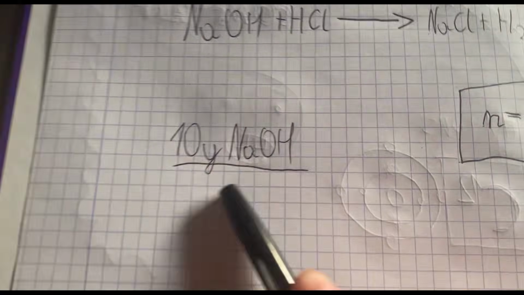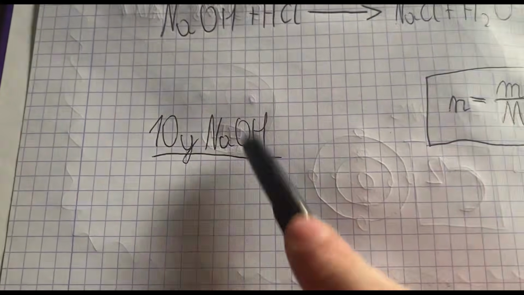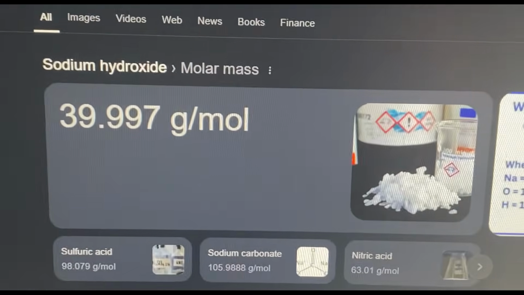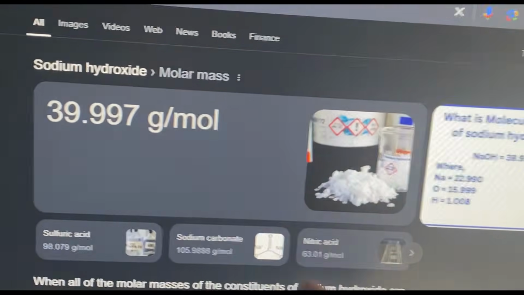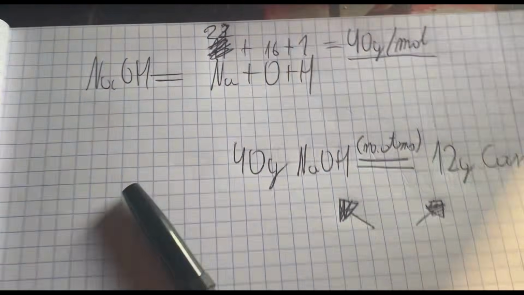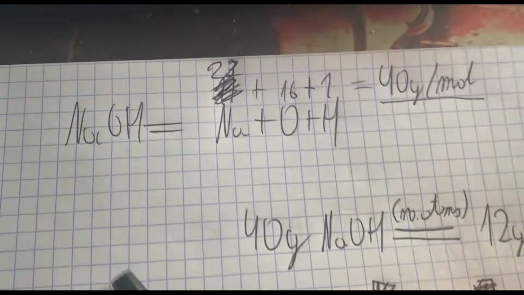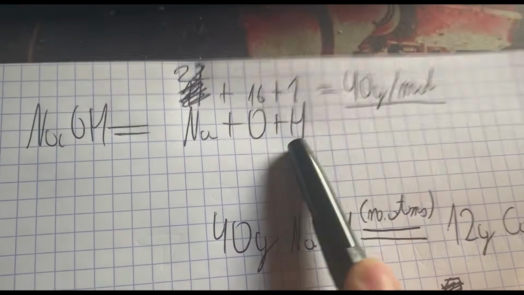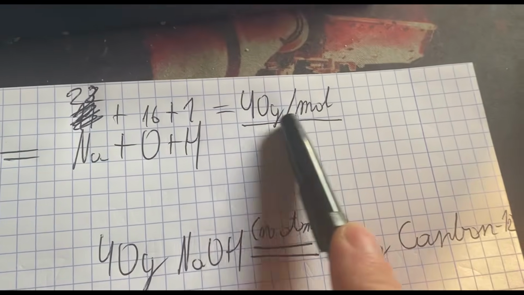Now let's say you have 10 grams of sodium hydroxide that you want to neutralize using hydrochloric acid. So first we're gonna go to Google and check out the NaOH molar mass. The molar mass is the sum of molar masses that comprise a molecule, in this case sodium, oxygen and hydrogen. And together they are 40 grams per 1 mole.